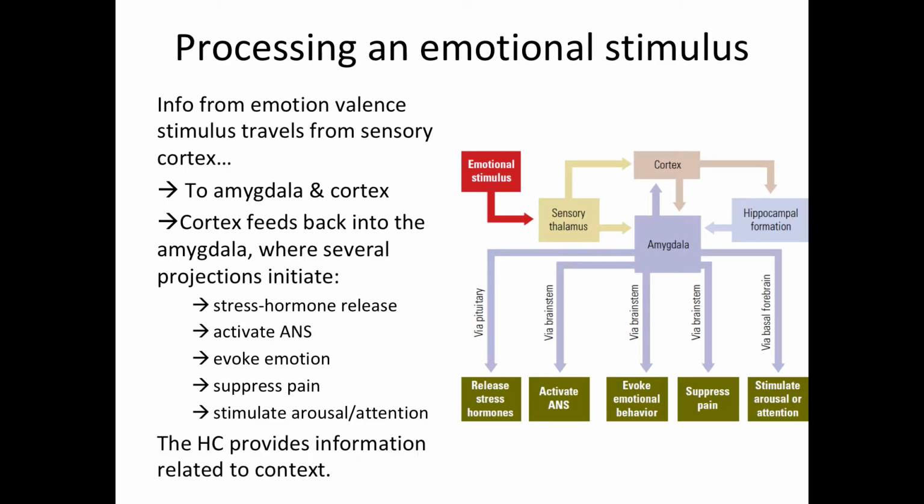And then we have the hippocampus, which provides information related to context. So the hippocampus is really important to create this fear memory.